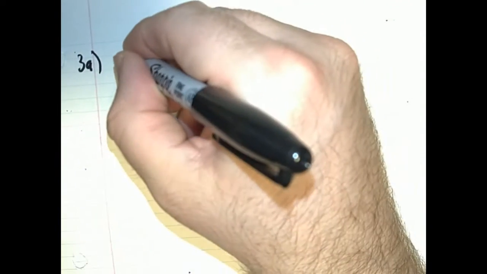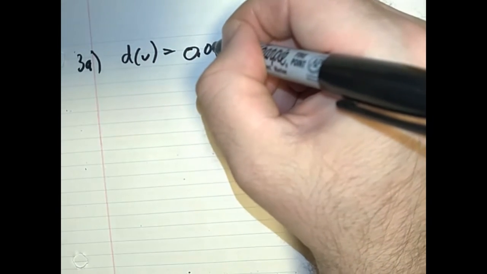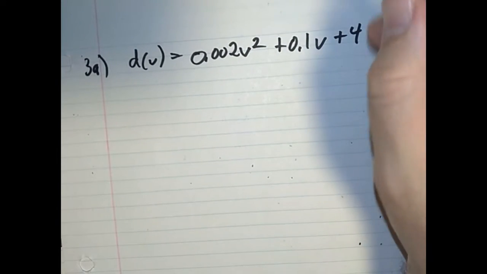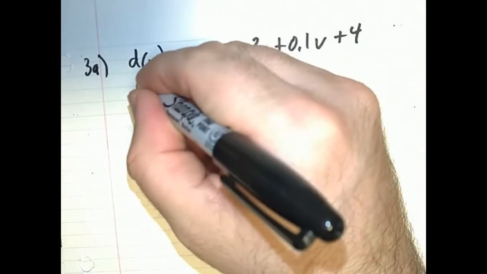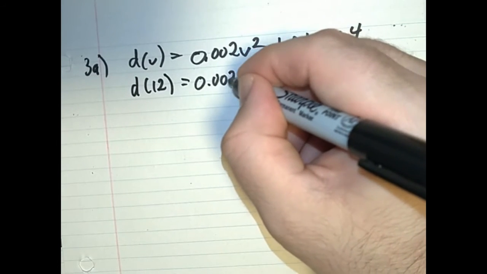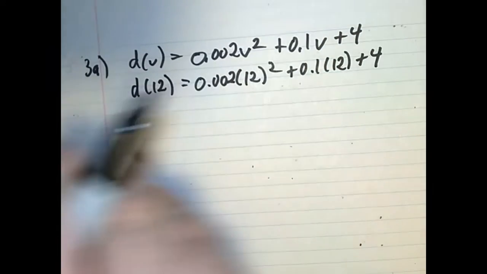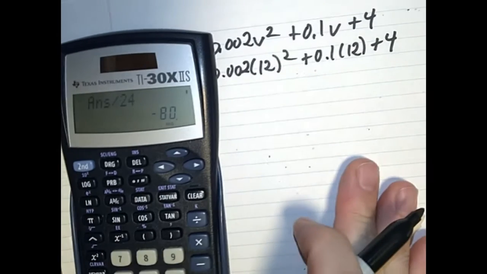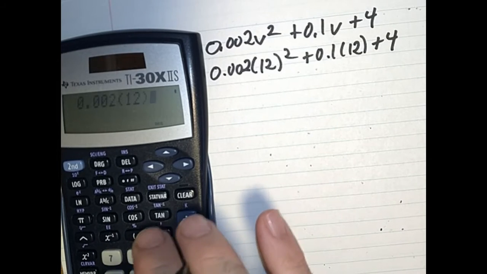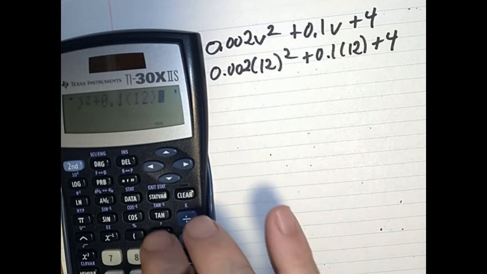So for 3a, we write our equation: 0.002 v squared plus 0.1 v plus 4. We're going to insert 12 into the equation: 0.002 times 12 squared plus 0.1 times 12 plus 4. And then we're going to use our calculator here. 0.002 times 12 squared plus 0.1 times 12 plus 4.